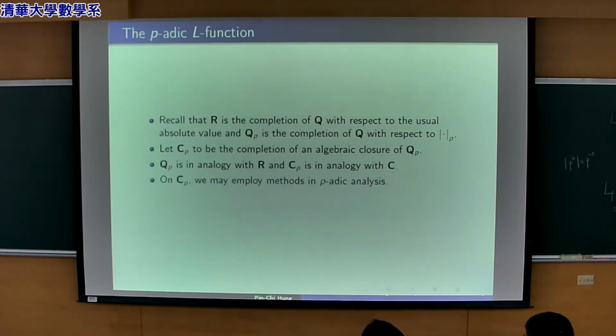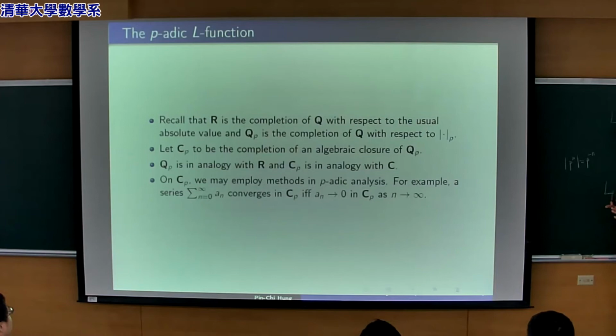So anyway, in this C_p, we can use the methods of p-adic analysis. Just as there is real analysis, there is a branch of analysis called p-adic analysis. Every absolute value becomes the p-adic absolute value, and you can do analysis. And why is that good? Because in the p-adic setting, a series converges if and only if a_n converges to zero. That's very different from the complex and real situation. The convergence is easier to check, so analysis is in some aspects easier to deal with.